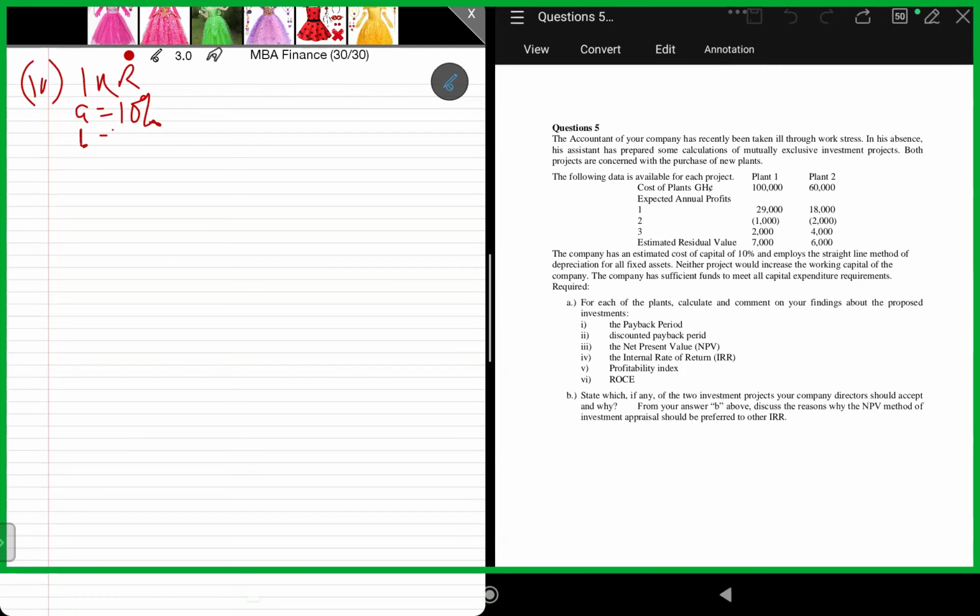So we have 10% times what? 2. Are we good? Yes. So we multiply the first 10%, which the question gave, by 2. That's two. So that's 20%.